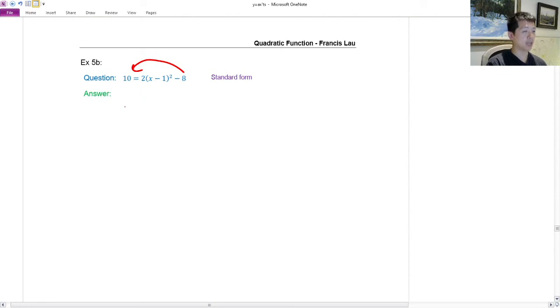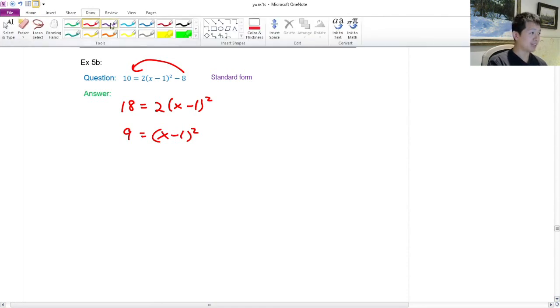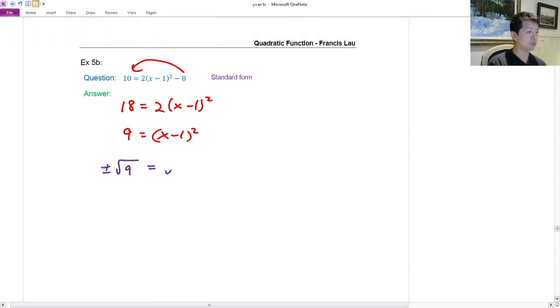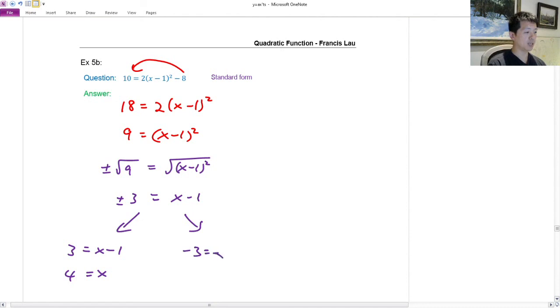Move the minus 8 to the other side. I'll have 18, because that would become a plus 8. So 18 equals 2 times (x minus 1) squared. I'll divide by 2, so 9 equals (x minus 1) squared. Then I'll take the square root on both sides, and I'll have a plus or minus, because I'm putting the square root myself, right? So I'll have plus or minus 3 equals x minus 1. So I'll have two answers. 3 equals x minus 1, that means x equals 4. And the other one, minus 3 equals x minus 1, then my x is equal to minus 2.